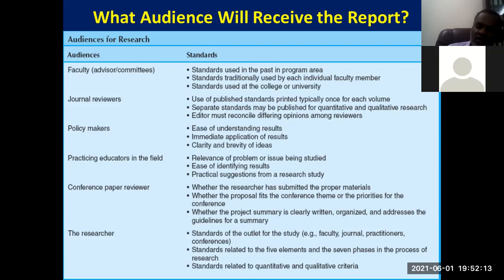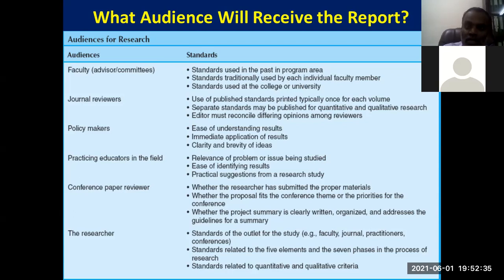If you are writing a conference paper, the reviewer checks whether the researcher has submitted the proper material or not, whether the proposal fits the conference theme or priority, and whether the project summary is clearly written, organized, and addressed to the guidelines for the summary. So if you are writing a conference paper, you need to follow this.